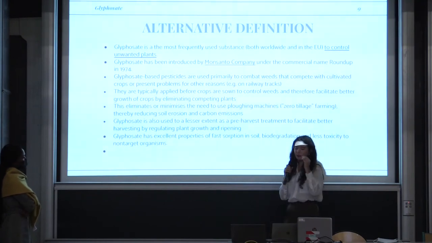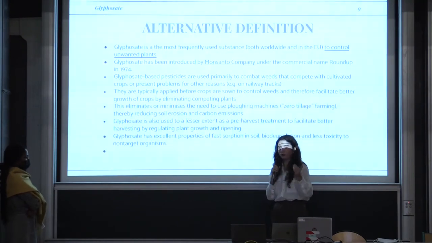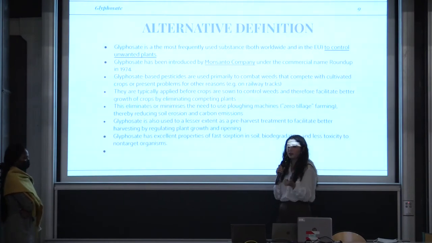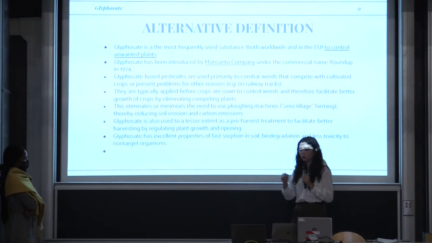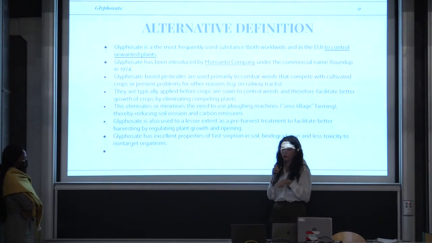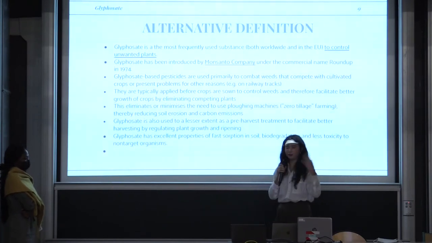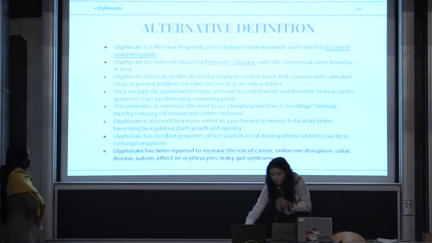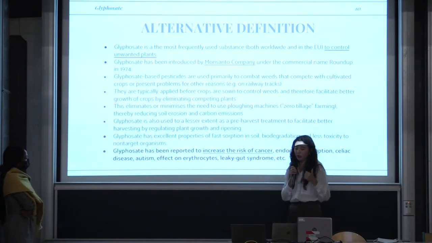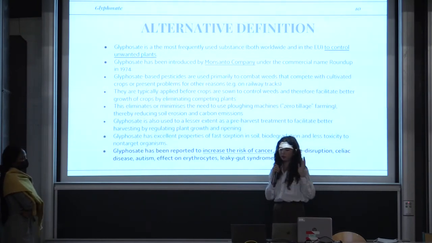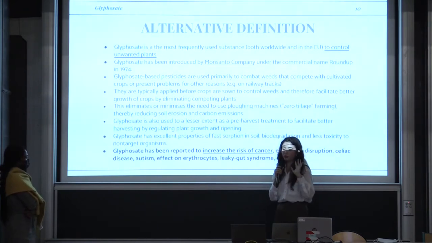What you need to know is that it's a substance used to control unwanted crops, and it facilitates and regulates plant growth. It is the most frequently used substance both worldwide and in the EU, and it has been like this for several decades. It's all amazing, but at the same time, glyphosate has been reported to increase the risk of cancer, several other diseases, even autism, and it is nevertheless currently approved and widely used.